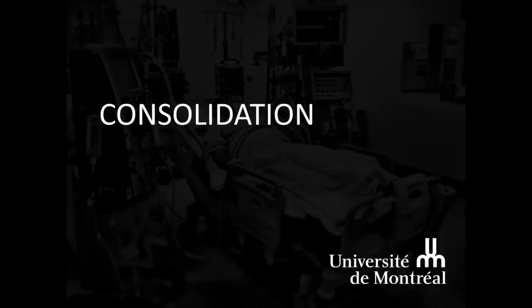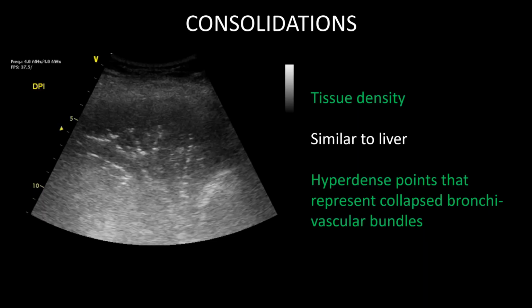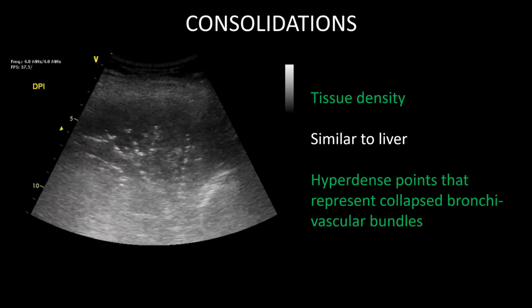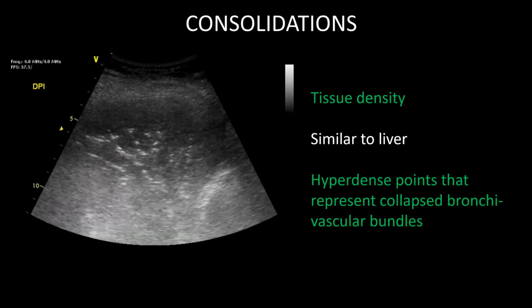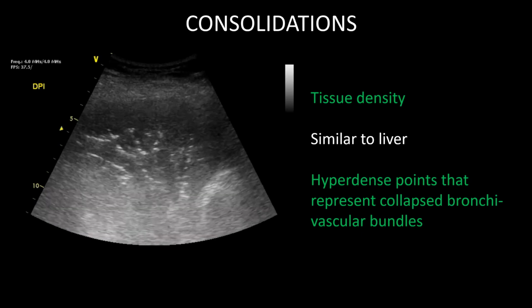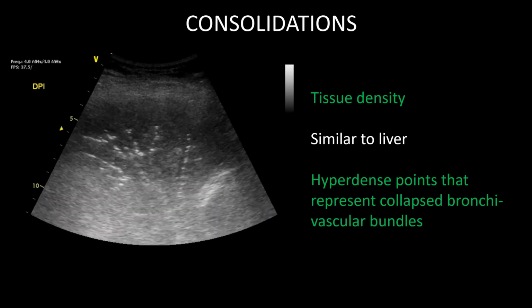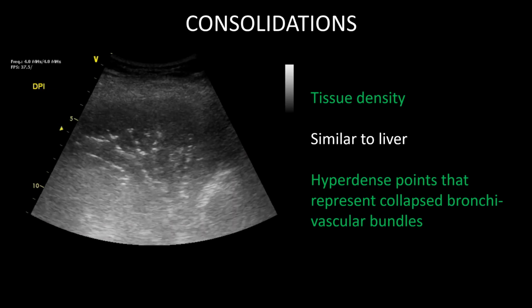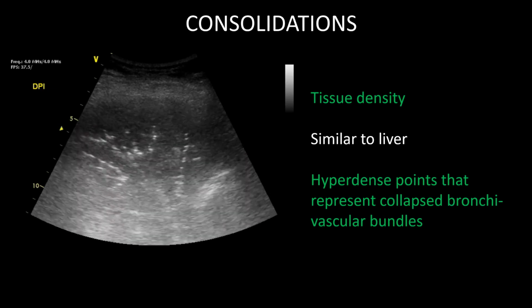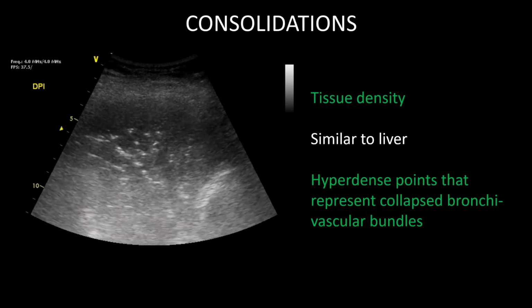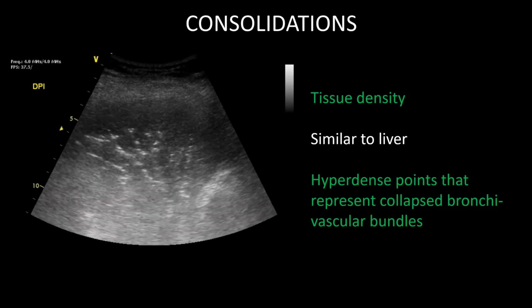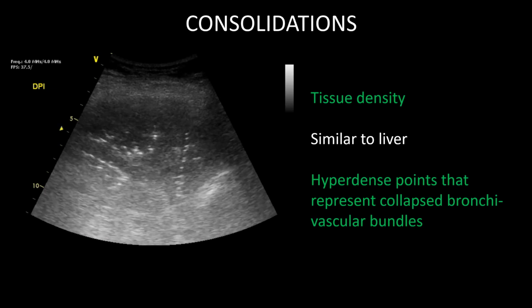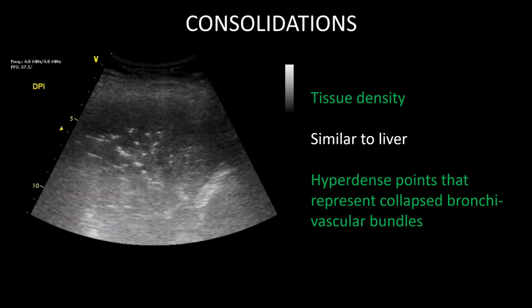The next section will talk about consolidation identification. Consolidations represent loss of aeration of the lung. They are characterized by a more specular than diffuse reflection from consolidated lung tissues. Usually they are tissue density, close in appearance to the liver. They are usually filled with hyperdense points that represent collapsed bronchovascular bundles. This feature usually allows one to distinguish it to some degree from the liver.